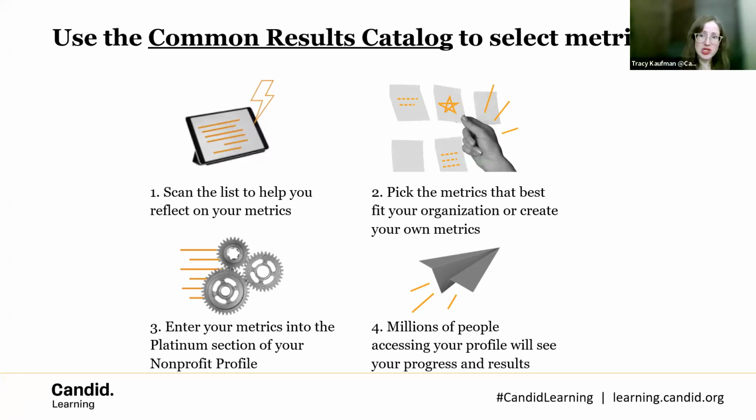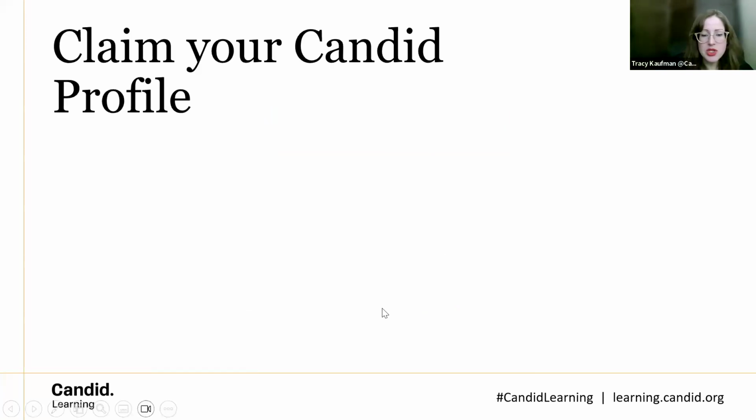If anyone is trying to do more outcome measurement work at your nonprofit and you need help and you need ideas, the Common Results Catalog is kind of good for things like that, and you can find that on GuideStar as well. So when it comes to claiming your Candid profile, how do you do it?